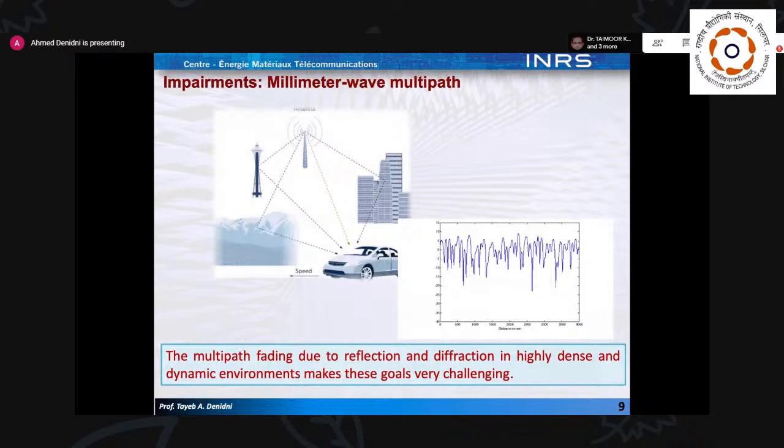Also, another problem in wireless communication is multipath. Multipath comes here, for example, you have a base station, you have the receiver.